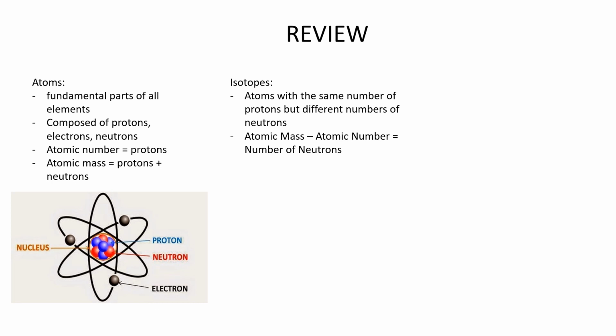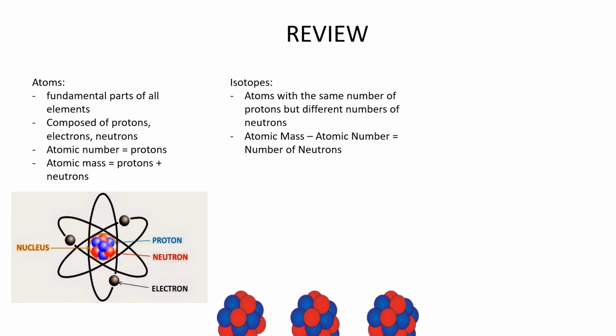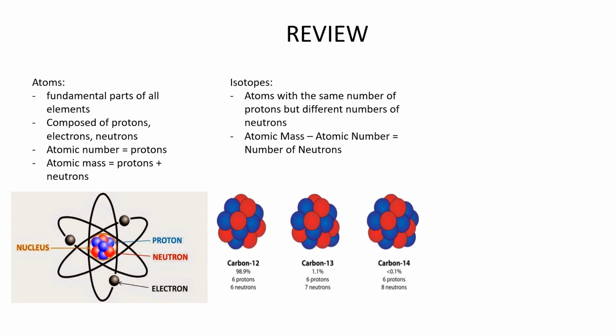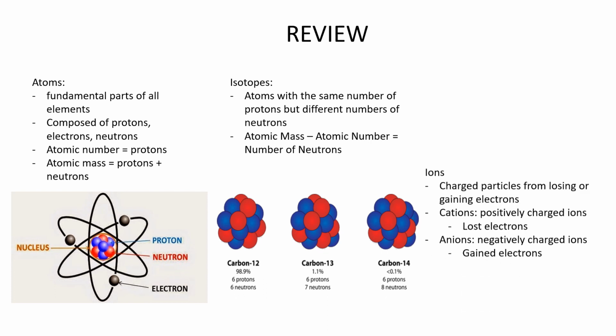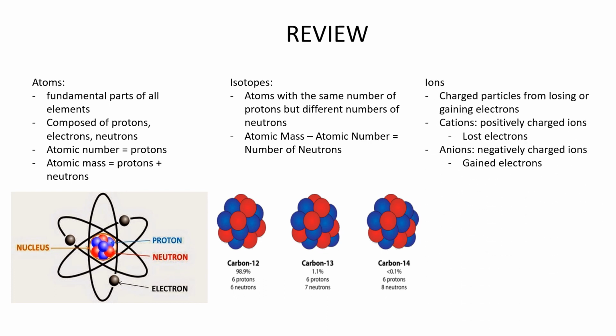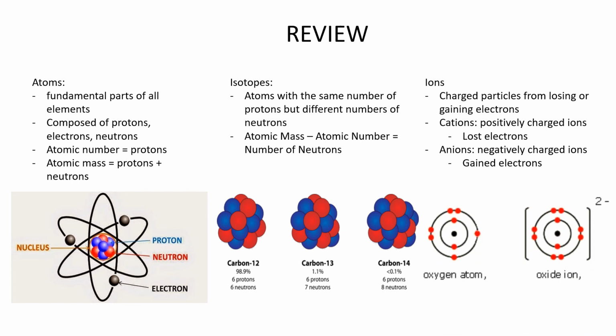Isotopes are atoms with the same number of protons but different number of neutrons. So when they give you an isotope, they already gave you the mass, so you subtract the atomic number from the mass to find the number of neutrons. And ions are charged particles from gaining or losing electrons. So we have cations and anions. Cations are positively charged ions because they've lost electrons, and anions are negatively charged ions because they've gained electrons.